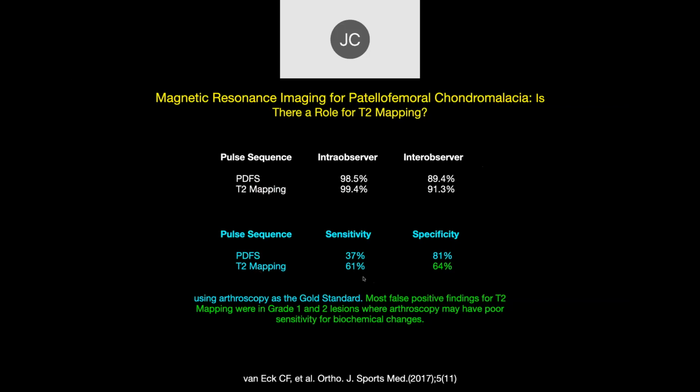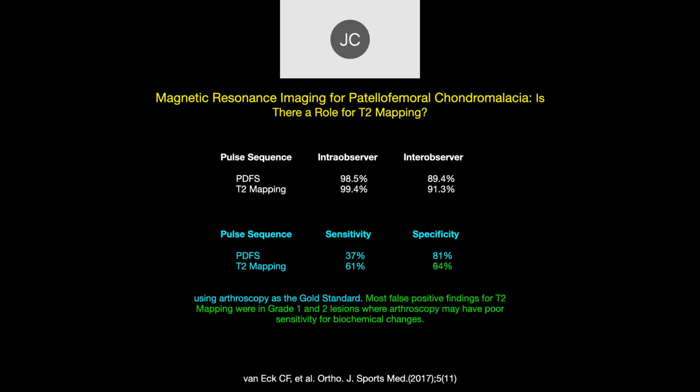We looked at T2 mapping, the sensitivity was actually better, but it was less than 100%. And again, remember, T2 mapping is looking at the biochemistry of the articular cartilage. Arthroscopy is only looking at the surface structure, so you're really looking at apples and oranges here. So it's not surprising that you wouldn't get a very high correlation between the two.